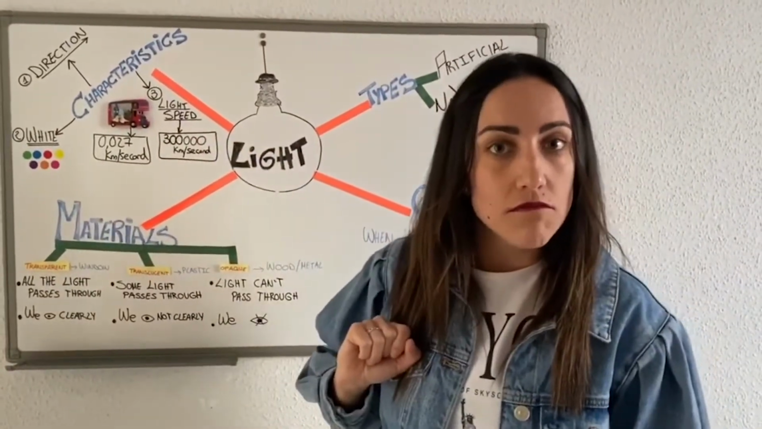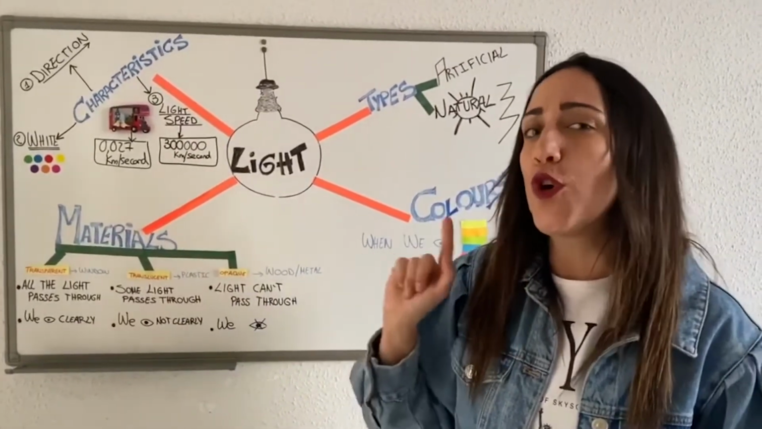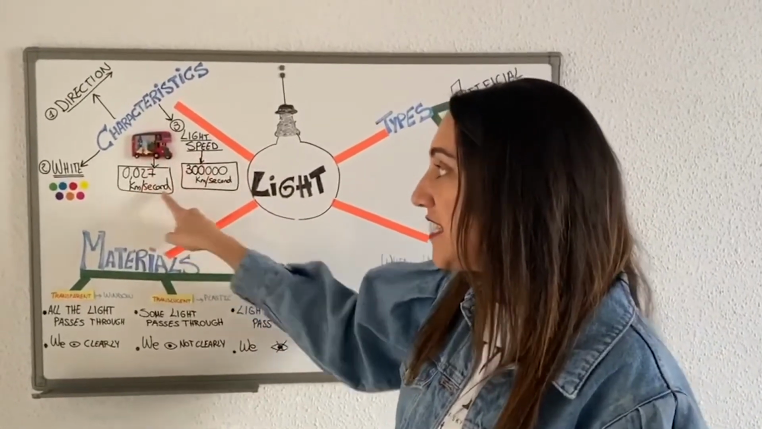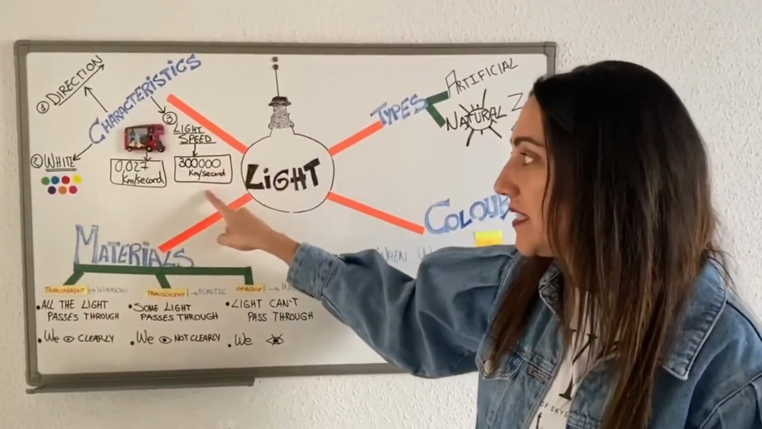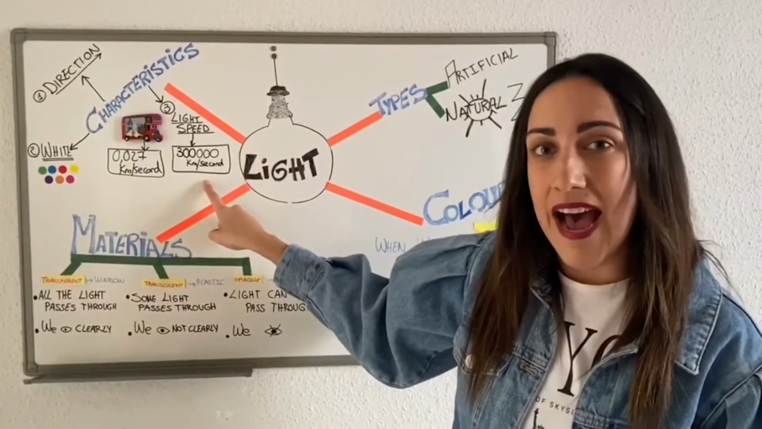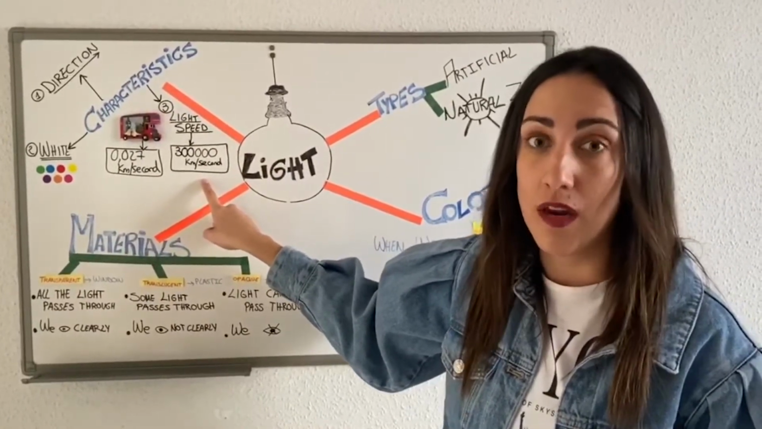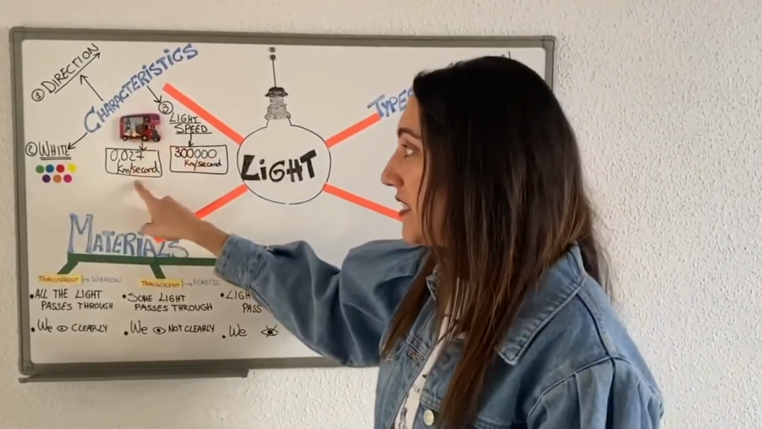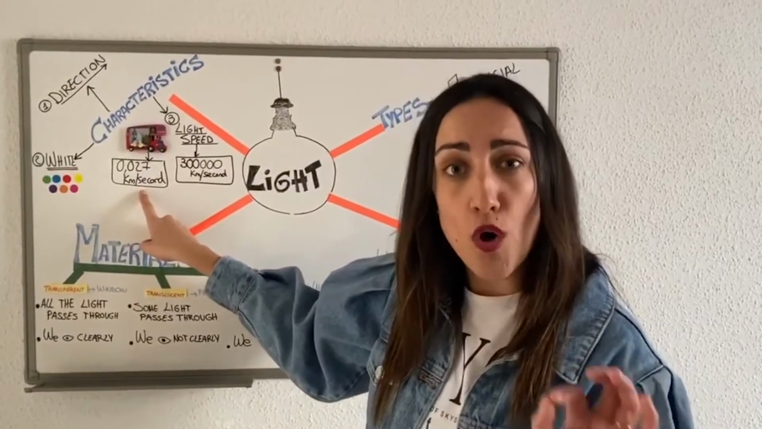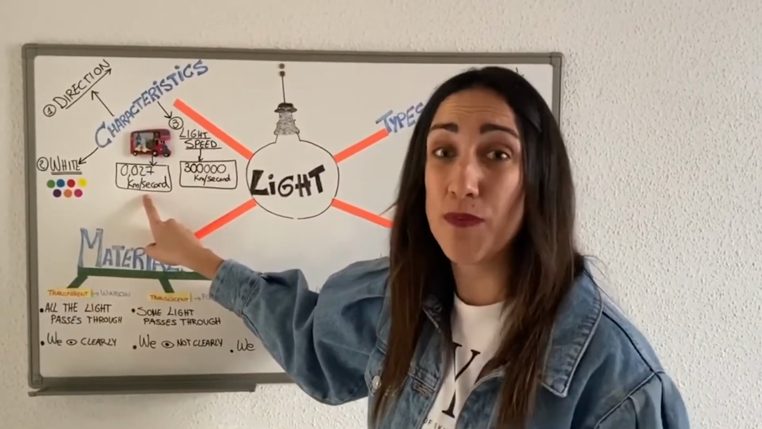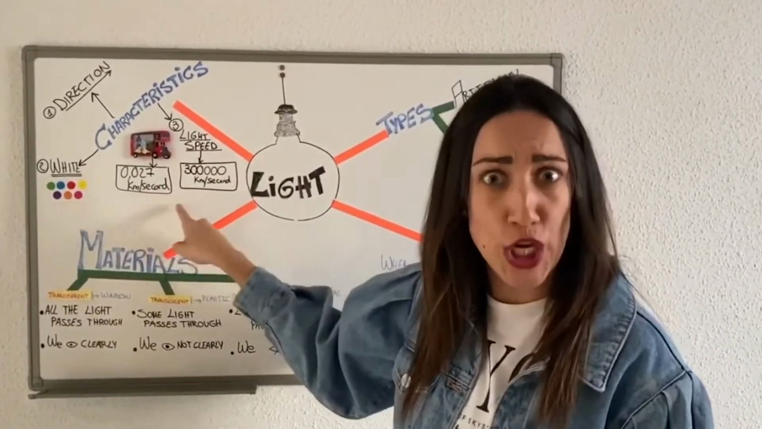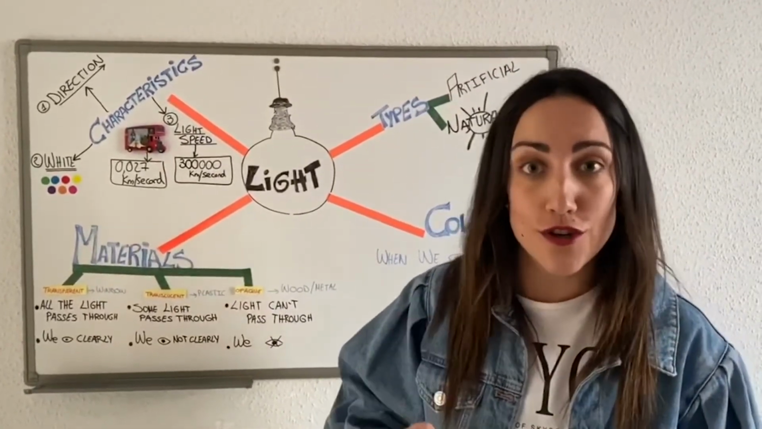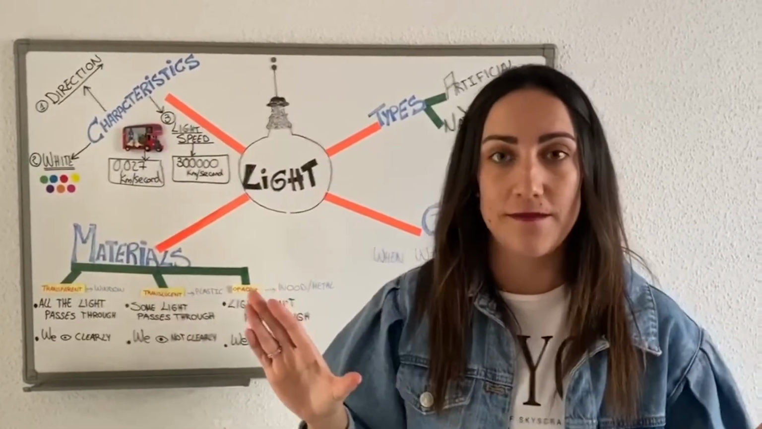Okay, now let's talk about the light speed. Is it fast or not? Well, we're going to compare the light speed and the bus speed. As you can see here in the mind map, the light travels at 300,000 kilometers per second. However, the bus travels at 0.027 kilometers per second. Can you see the huge difference? So the light is the fastest source of the universe.